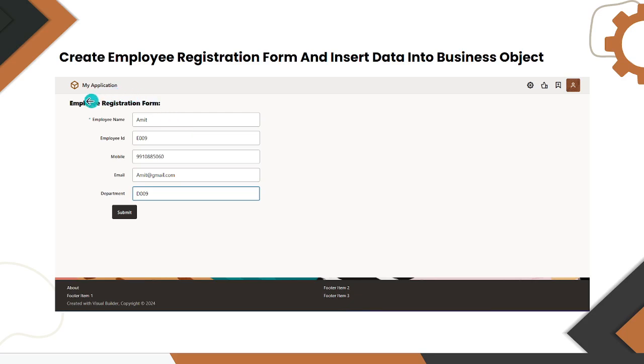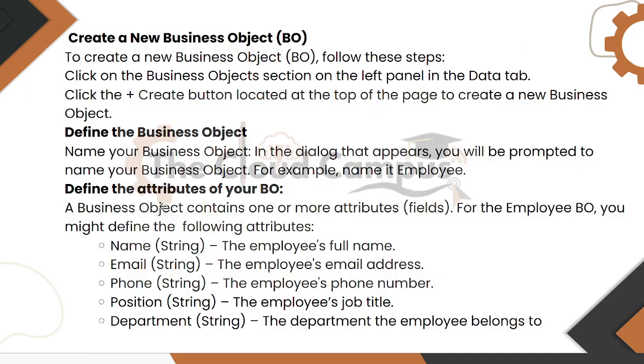This is an employee registration form application. My application: employee registration form, with employee ID, employee name, mobile number, department. The user will put in all the values and hit the submit button, and the record has been inserted successfully in the business object.